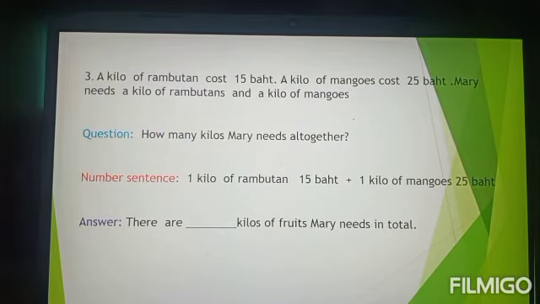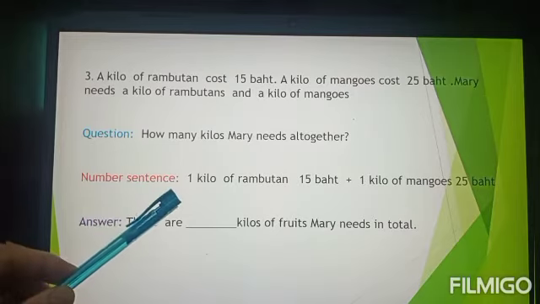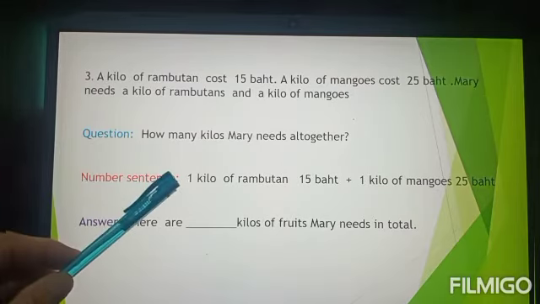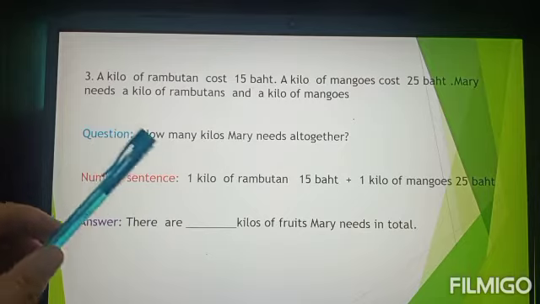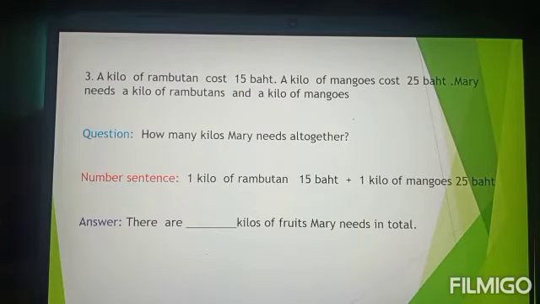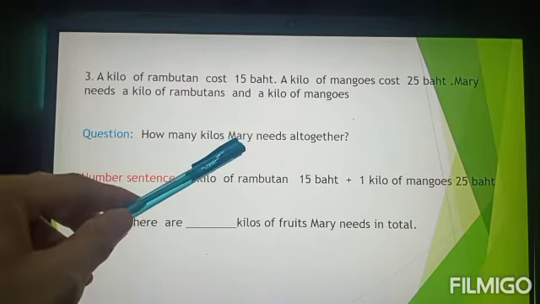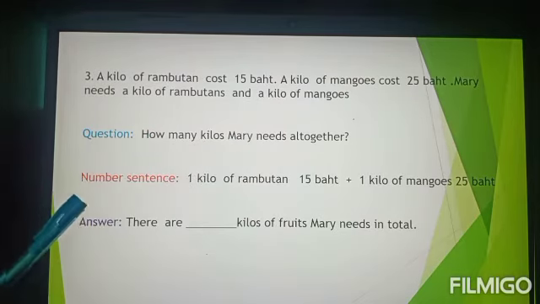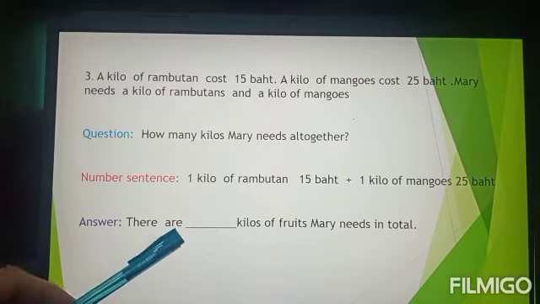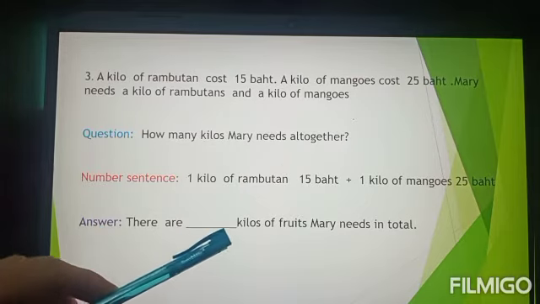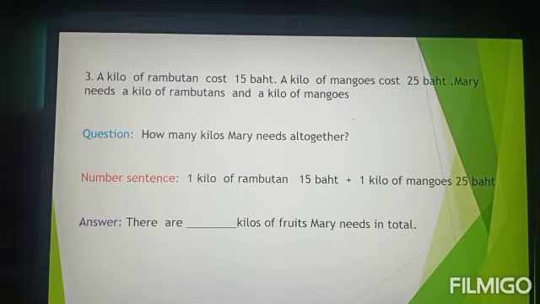So we have to write the number sentence. One kilo of rambutan, 15 baht, and then we write the symbol plus and one kilo of mangoes, 25 baht. So the question is, how many kilos does Mary need altogether? So we have to write here how many kilos of fruits Mary needs in total.